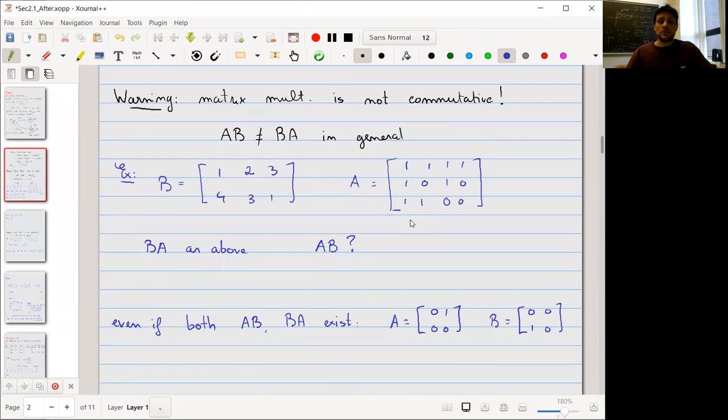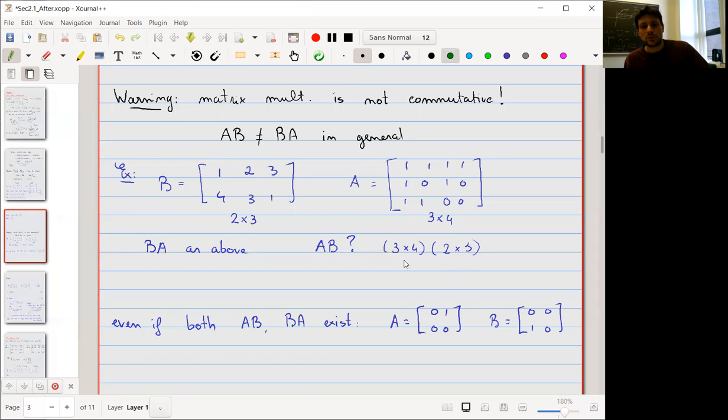A word of caution is in order. Matrix multiplication, unlike number multiplication, is not commutative. In other words, it is not true that A times B is equal to B times A in general. Something could go very wrong. For example, here's the example we just did. We have a 2 by 3 and a 3 by 4. If we were to try to compute AB, then we would be multiplying a 3 by 4 by a 2 by 3. This cannot be multiplied because these two numbers don't match. So AB does not even exist in this case.